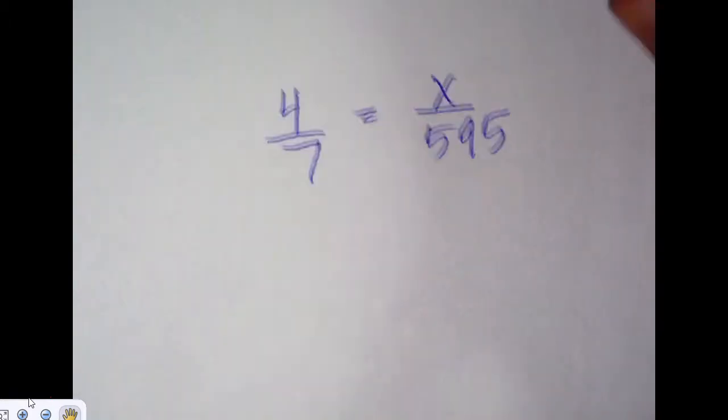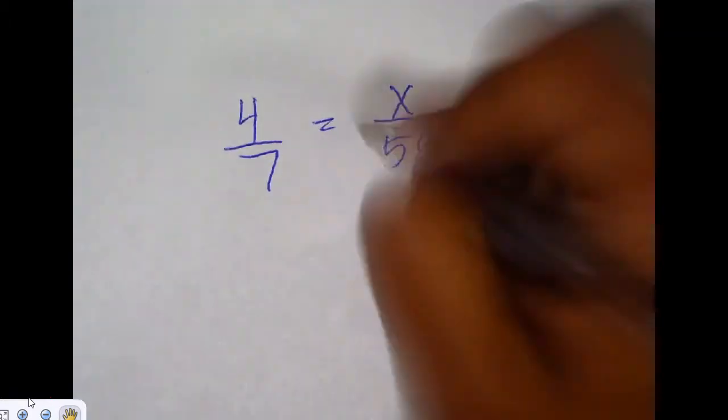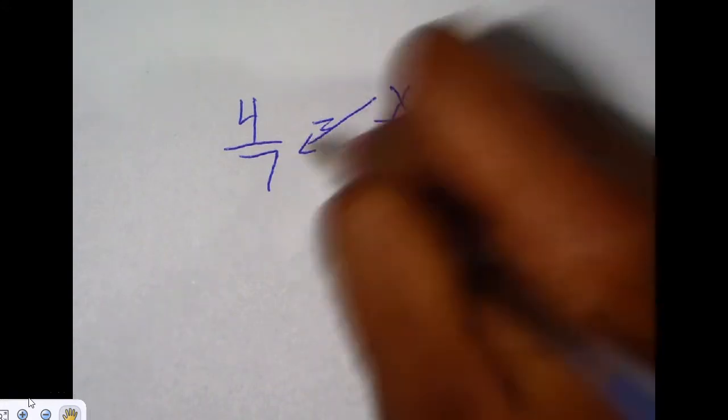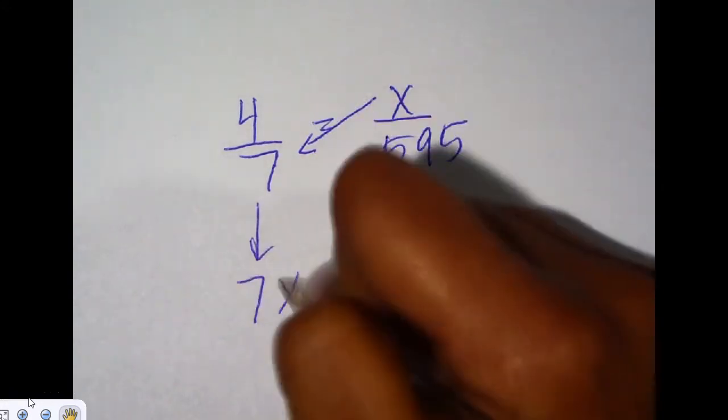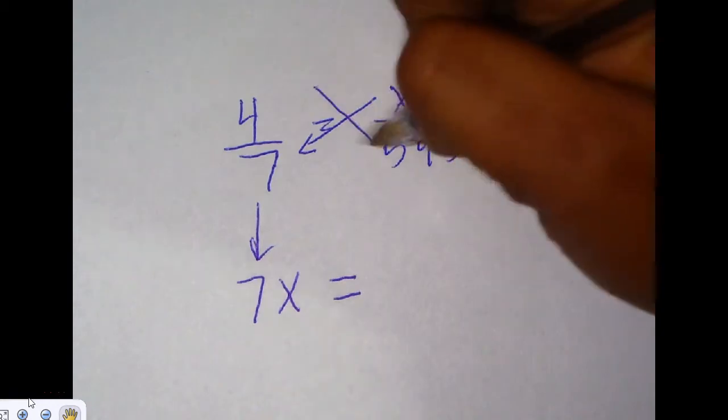And remember, it's cross multiply and divide for proportions. So we're going to cross multiply this way. X times 7, it's 7x. Put your equal sign. Cross multiply this way. Drop it down. We got to do some scratch work.